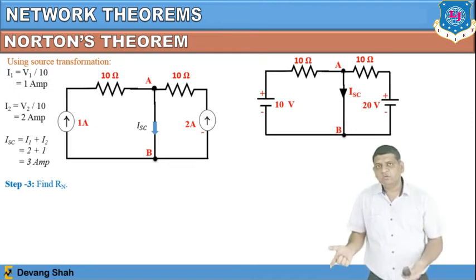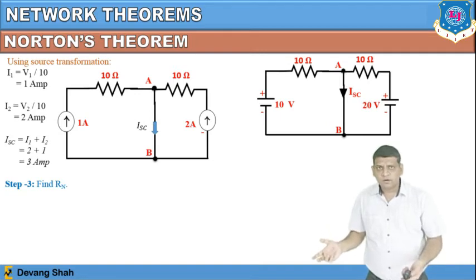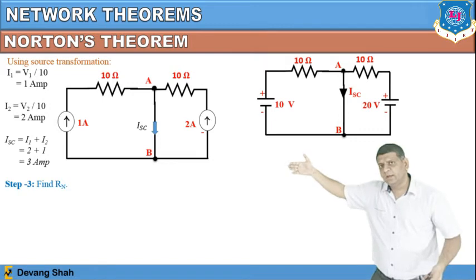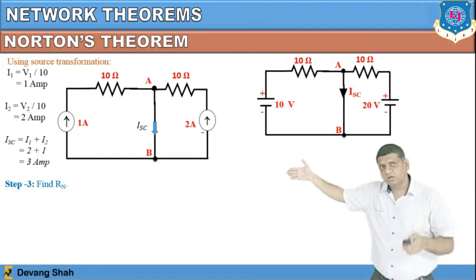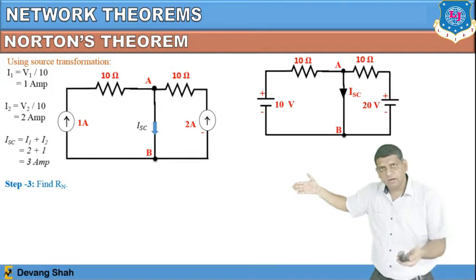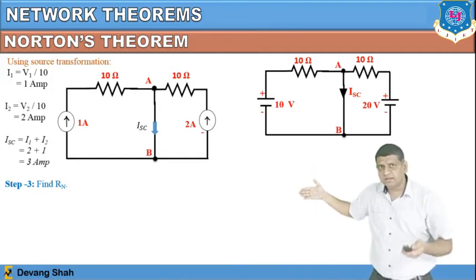So that I is equal to V by R. So I find 10 divided by 10 is the 1 ampere current. So you can see in this particular circuit where 1 ampere current is there, and whatever resistance in series here, you just find the current source. So that's 10 volt divided by 10 ohm, so that's a 1 ampere current. Again same here, 20 volt divided by 10 is a 2 ampere current.